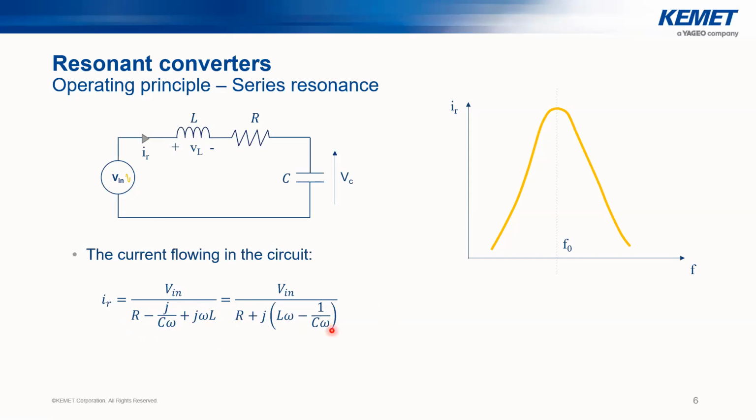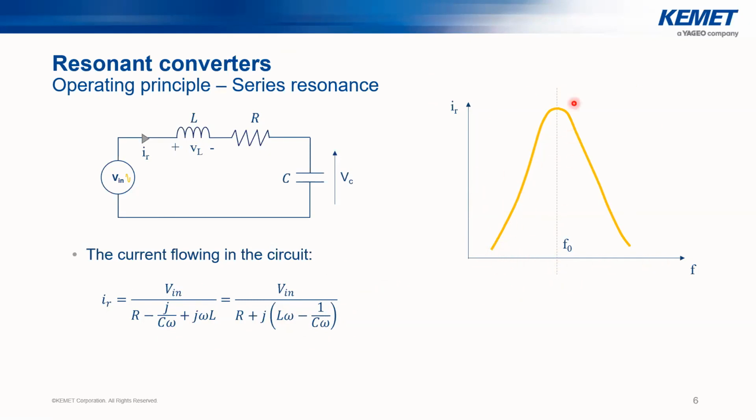From this equation, we see that the frequency is a very important parameter to look at, because if we vary the operating frequency, the input current will also vary. So what we show in the plot on the right side of the slide is the input current as a function of the operating frequency.